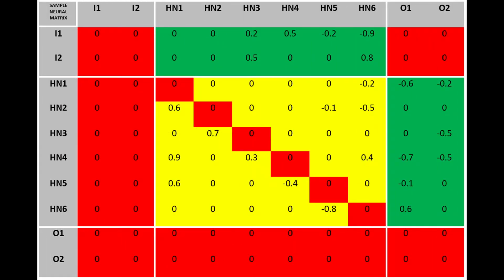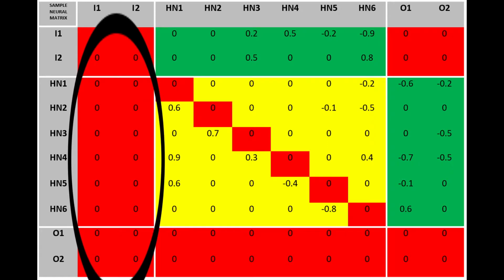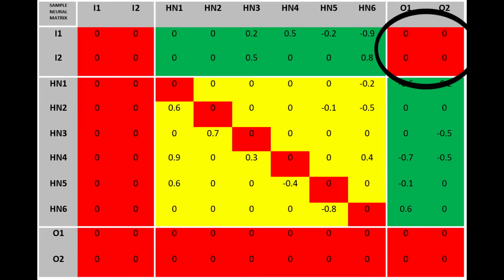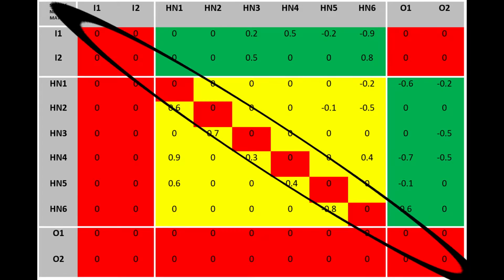All NeuroCellSim neural matrices share the same three restrictions. First, there cannot be connections in any of the four red areas of the neural matrix. These restrictions ban incoming connections at input neurons, outgoing connections at output neurons, any type of connection between input and output neurons, and self-connections at any neuron.